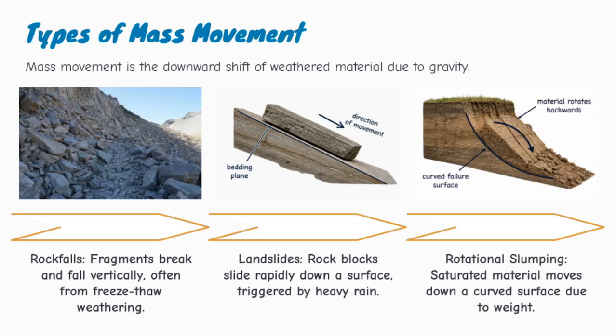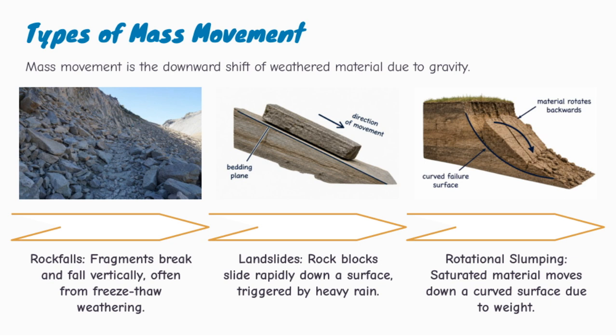Now let's move from weathering to mass movement. Mass movement is the downhill movement of weathered material under the force of gravity. Weathering weakens the cliff. Mass movement moves the weakened material. There are several types. The first is rockfall.